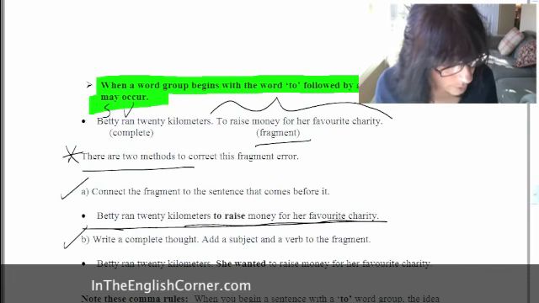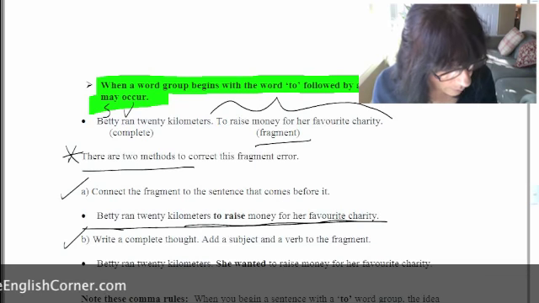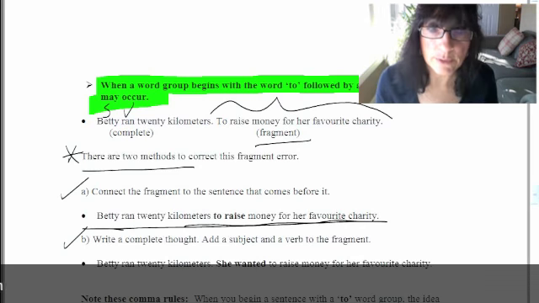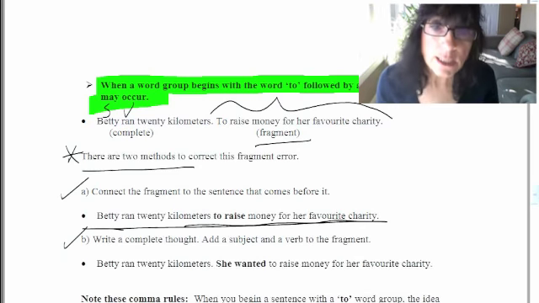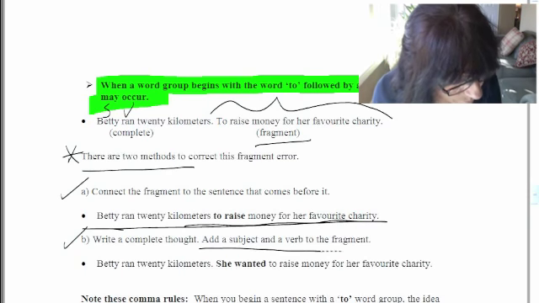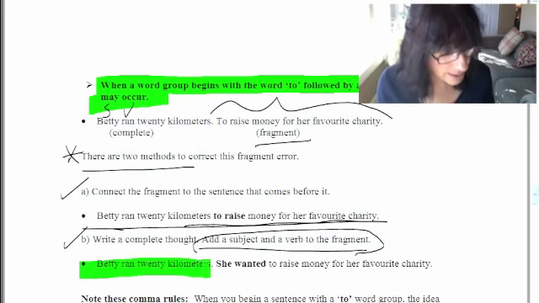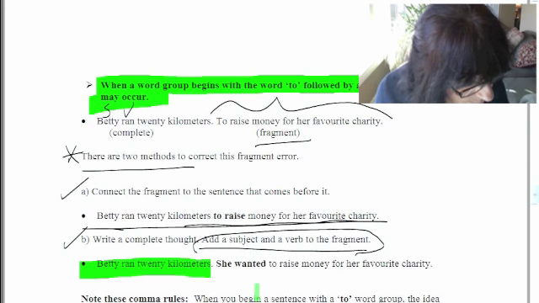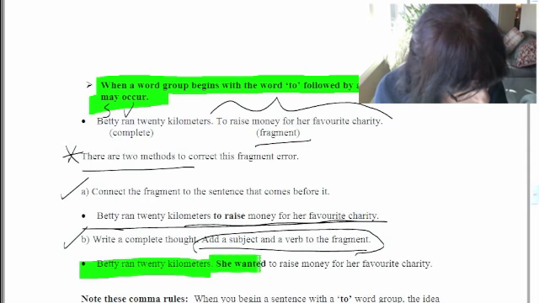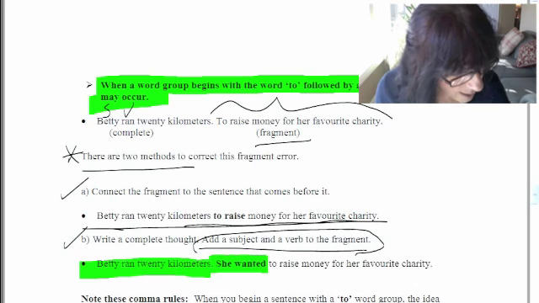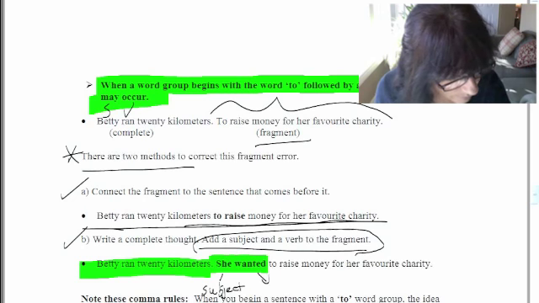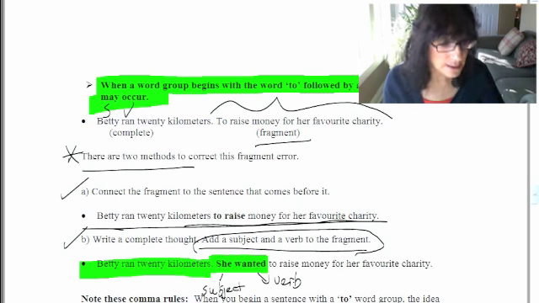The second example, you could have written a complete thought, a period, and then another complete thought, so that they'd be two independent thoughts. Each thought has a subject and a verb. So what you could do is add a subject and a verb to the fragment. So take a look. Betty ran 20 kilometers. That was already complete. But look what you've done to the second one. Instead of saying to raise money for her favorite charity, you'd say she wanted to raise money for her favorite charity. So you've added the subject she, and you've added the verb wanted, and now it's complete.